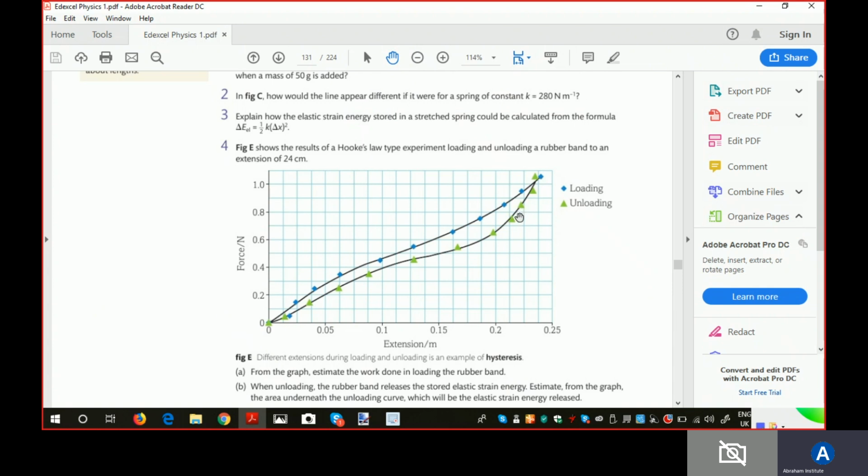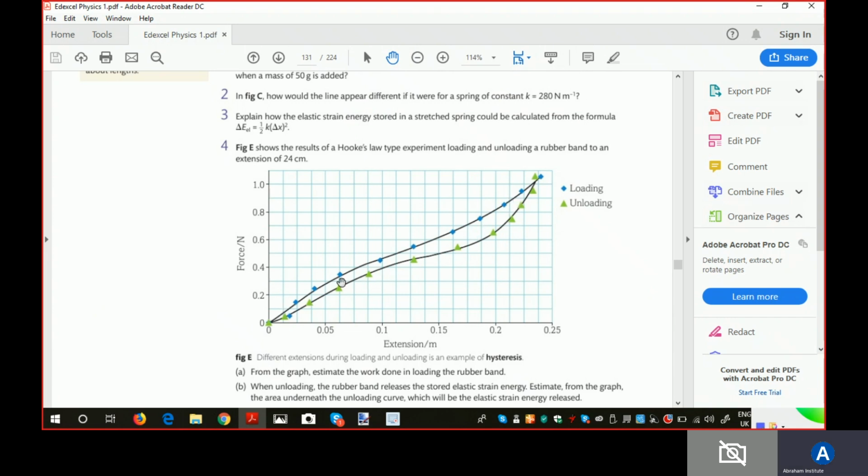Now what happens is, when you remove the weights, the extension becomes less and less, and then it comes back here. So it followed a different path. So when you take off the weights, the work done or the elastic strain energy in the spring keeps on decreasing, because it gets less and less extended. So when you remove weights, the extension is less. So if the extension is less, the elastic strain energy in the rubber band is less. Okay, so up to this point.